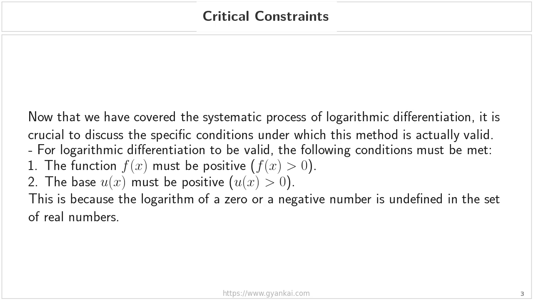The reason for these restrictions is fundamental to the nature of logarithms. As you may recall, the logarithm of 0 or any negative number is undefined within the set of real numbers. Therefore, we must ensure these conditions are satisfied before applying the steps we discussed in the previous slide. With these critical constraints in mind, let us move forward to an illustrative example to see this process in action.